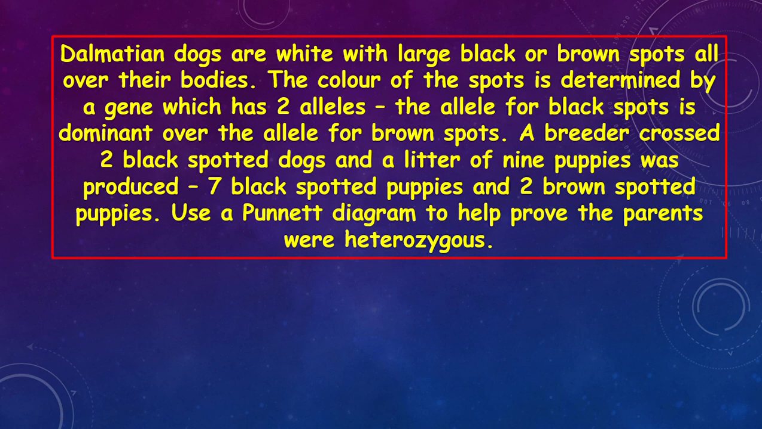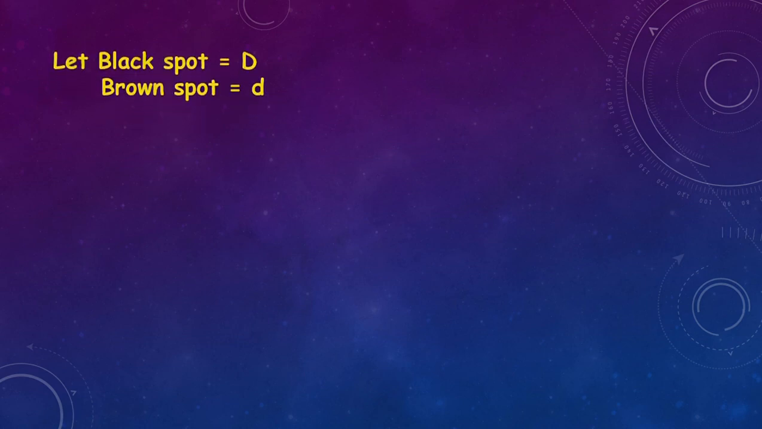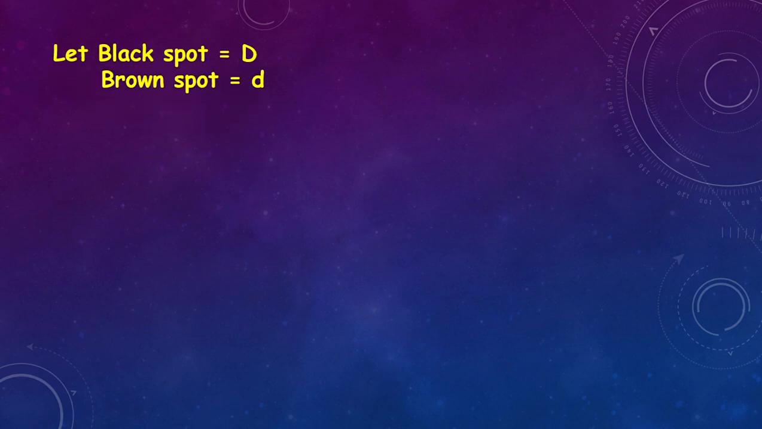Okay, so I hope you tried that. Right, question A and B: is it autosomal or sex-linked? Is it dominant or recessive? So this is an autosomal condition we're dealing with because it's just spots and it doesn't say that it's a sex-linked one. And we know that it's dominant and recessive, with black dominant over brown. Have I been assigned letters? No, I have to assign letters myself. So I've said let black spots equal capital D and brown spots equal little d.